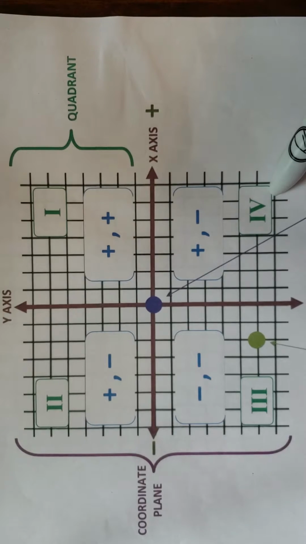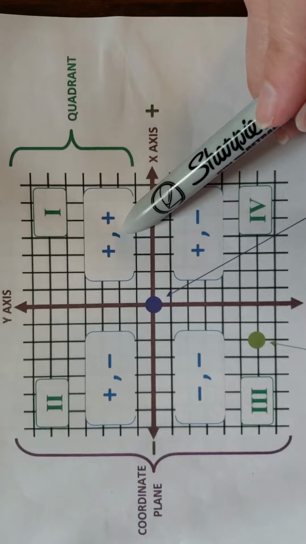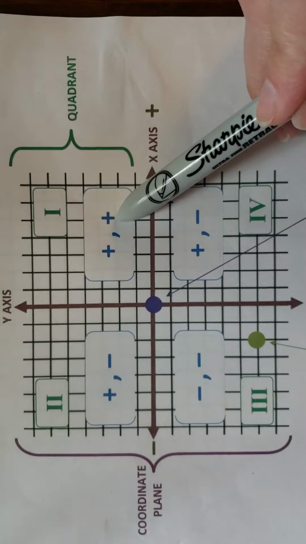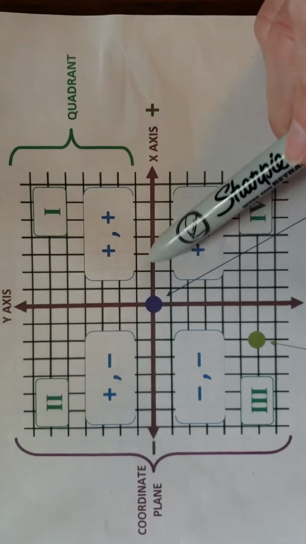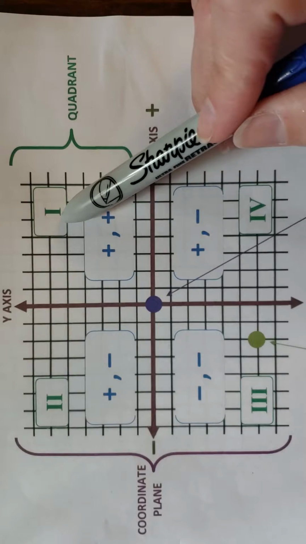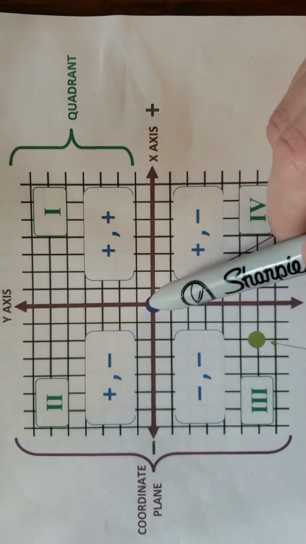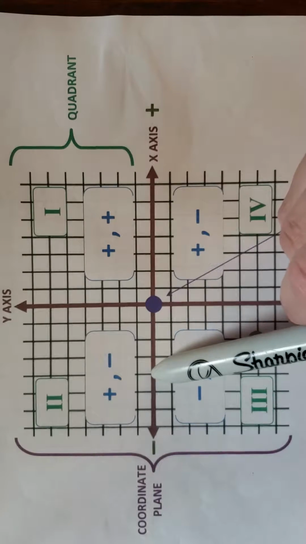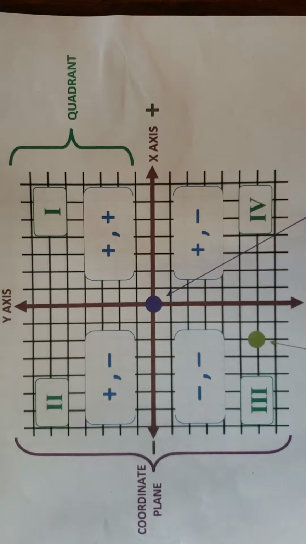And all of the points for quadrant 1 will be a combination of a positive number and a positive number, because we'll be moving in the positive direction and a positive direction. In quadrant 2, we will have a negative and then a positive.